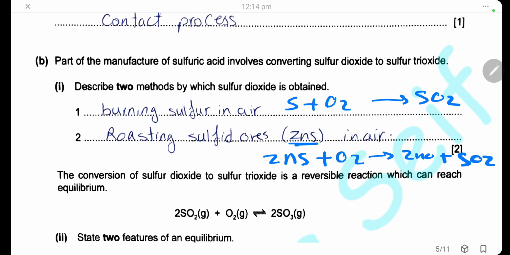So sulfur dioxide can be obtained by two methods. The first one, burning sulfur in air, and the second, roasting any sulfide ore like zinc blende or zinc sulfide to obtain sulfur dioxide.